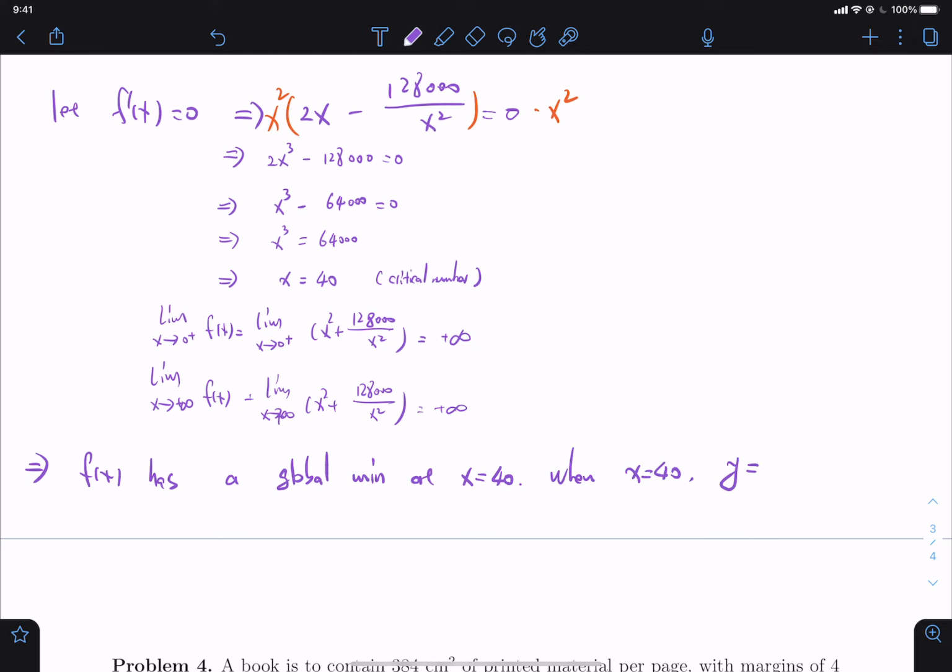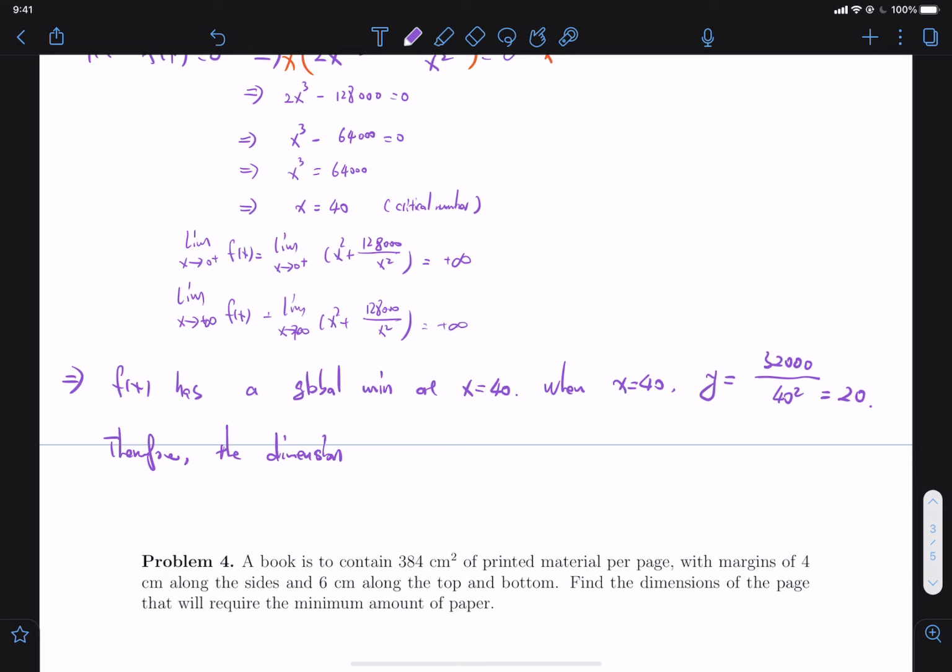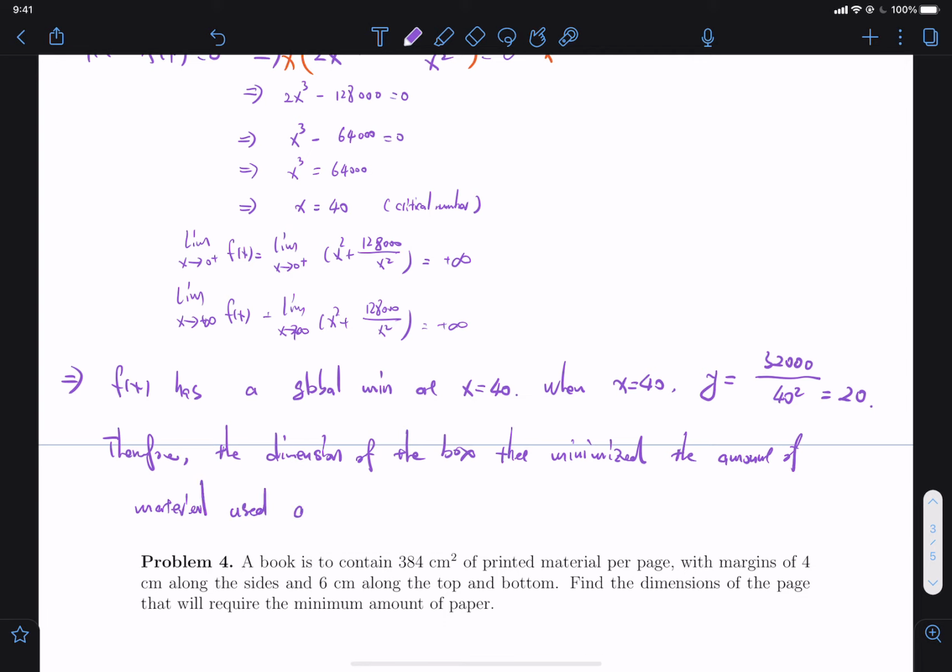Okay, therefore the dimension of the box that minimizes the amount of materials used is base equal to 40 centimeters, and the height is equal to 20, so it's 40 times 40 times 20. Okay, that completes this question.